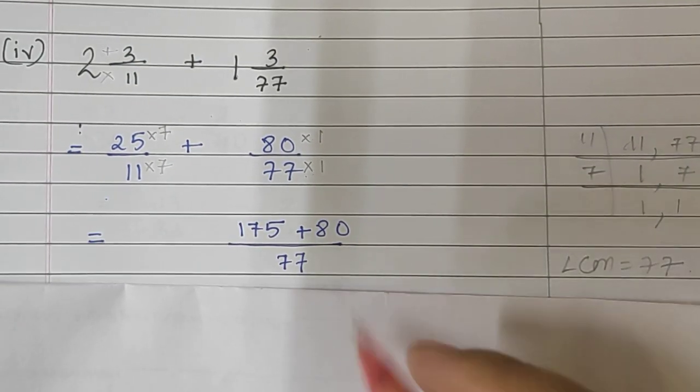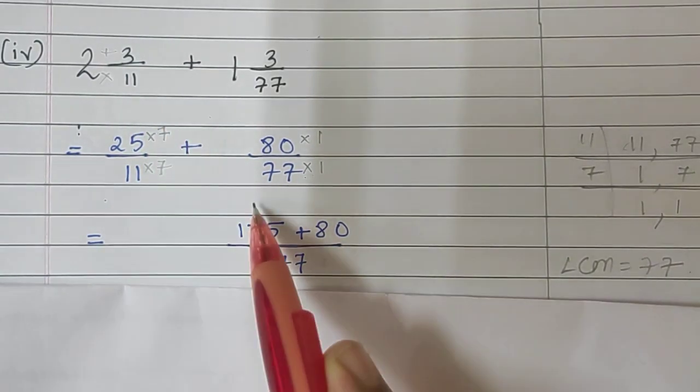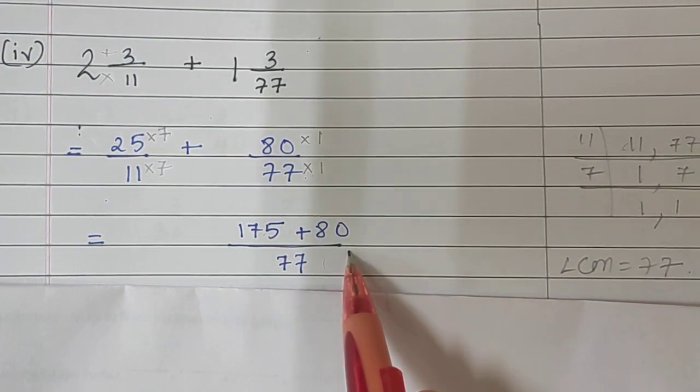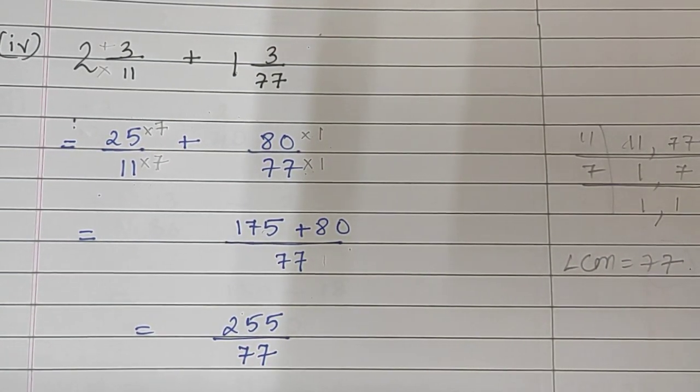So after we multiply, we get the denominator 77. 25 into 7 is 175 plus 80 into 1 is 80. So our answer is 255 upon 77.